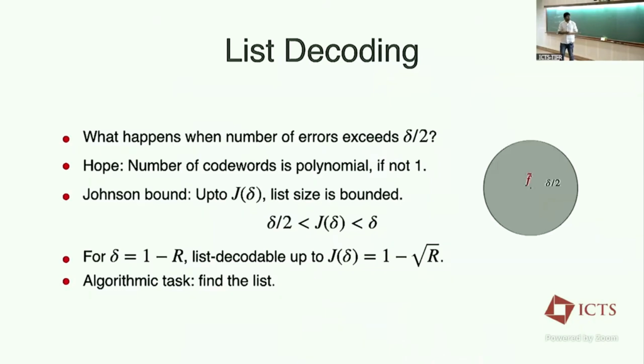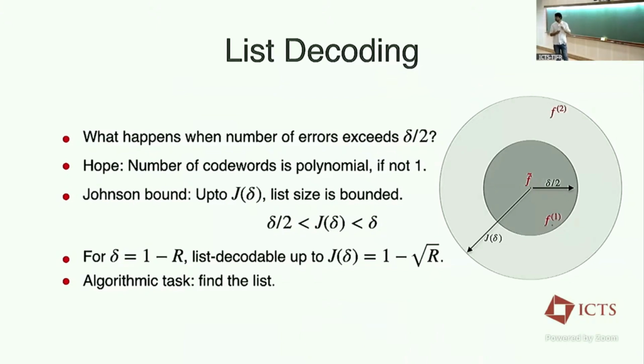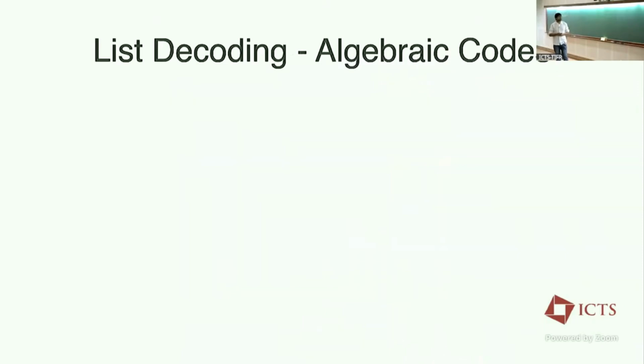So if we have this sort of received word f tilde, then up to delta over 2, we can draw these two balls of radius delta over 2 and the Johnson radius. Up to delta over 2, we know that there will be only one code word. Beyond delta over 2 up to J of delta, there might be more code words, but there won't be too many of them. Maybe there are 4 more, but that's it.